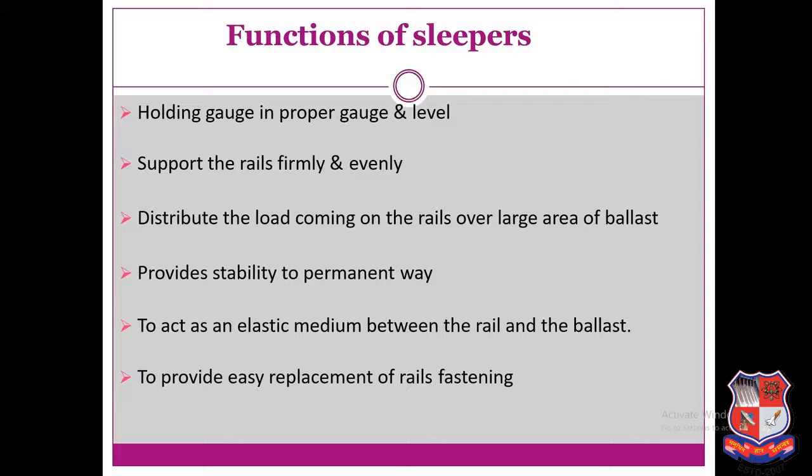The functions of a sleeper. First, holding the gauge in proper gauge and level. Support the rails firmly and evenly. Distribute the load coming on rails over a large area of ballast. Provide stability to the permanent way. Act as an elastic medium between the rail and the ballast. Provide easy replacement of rail fastening.